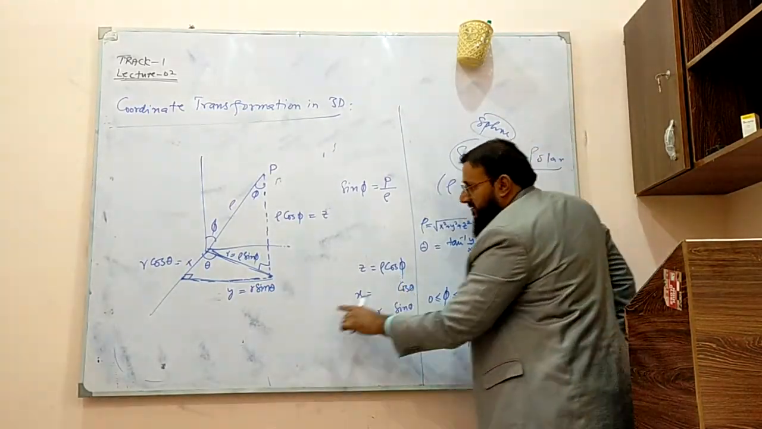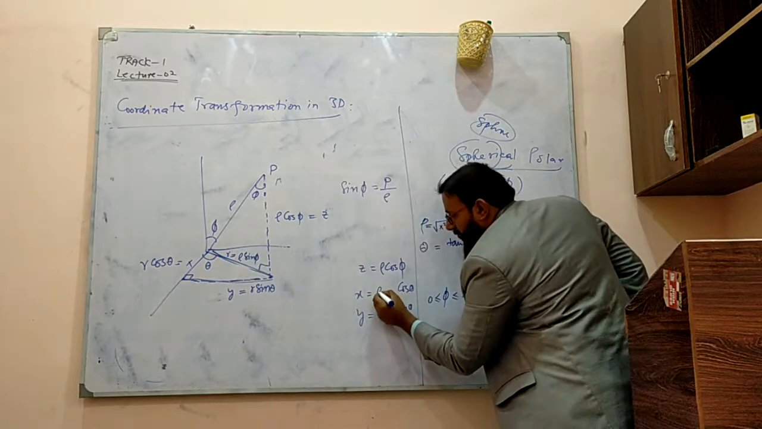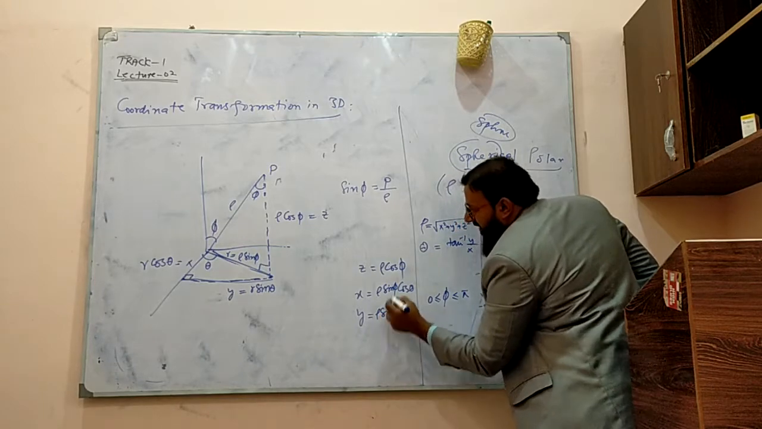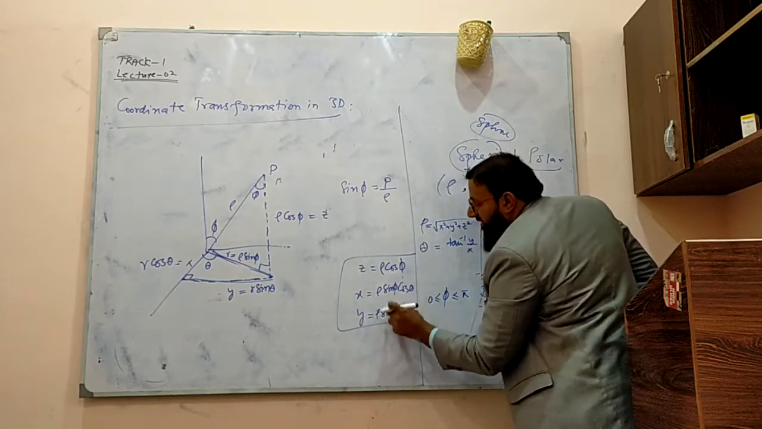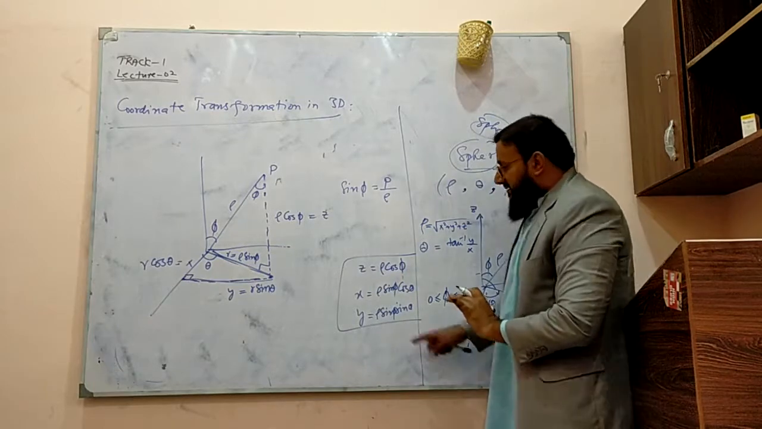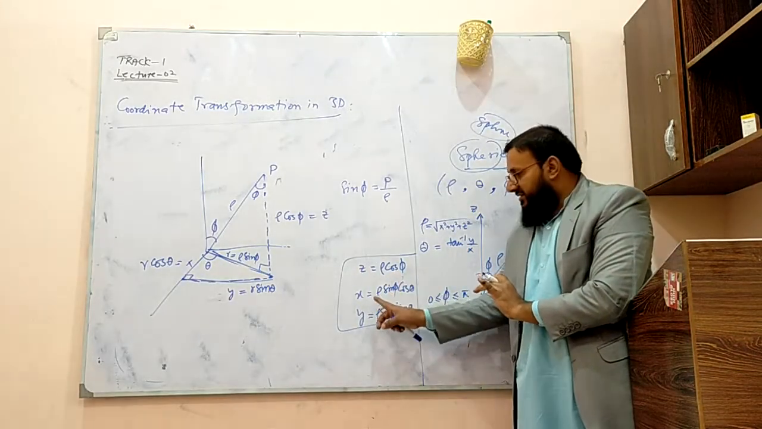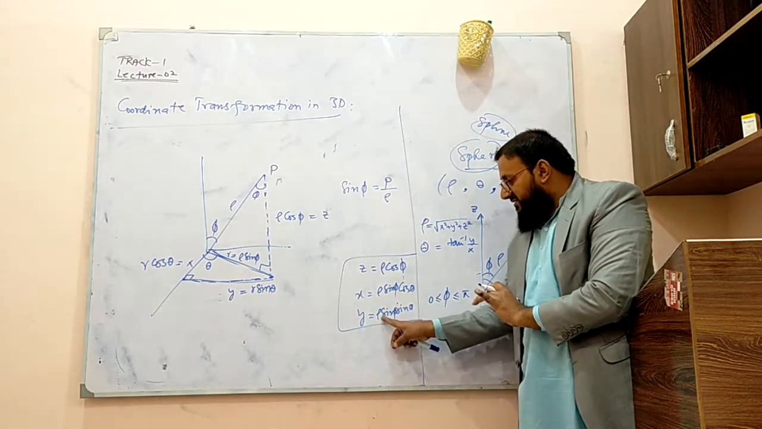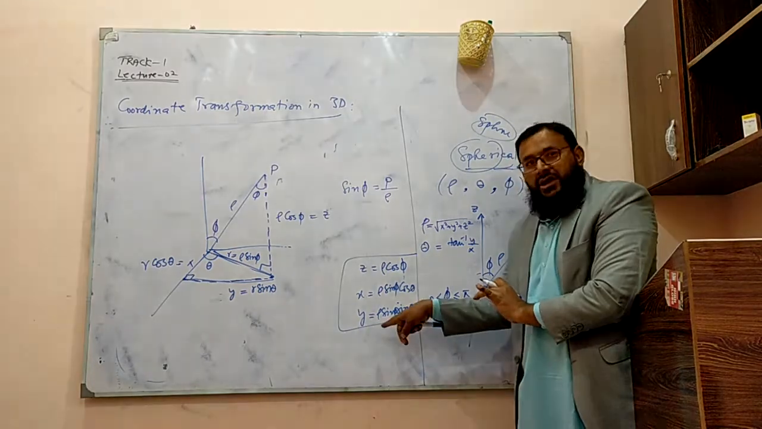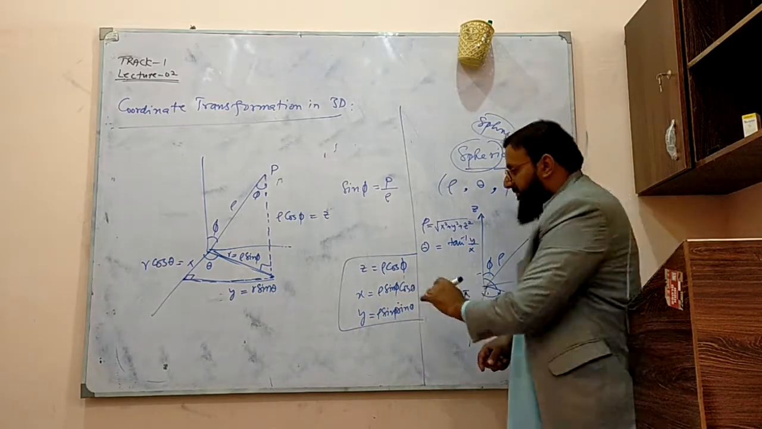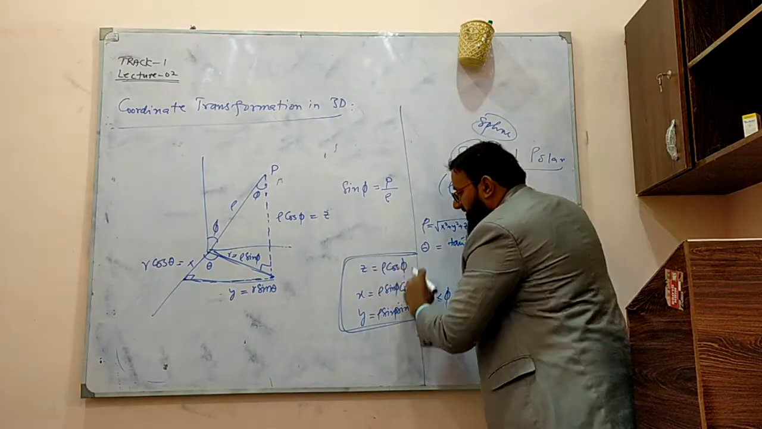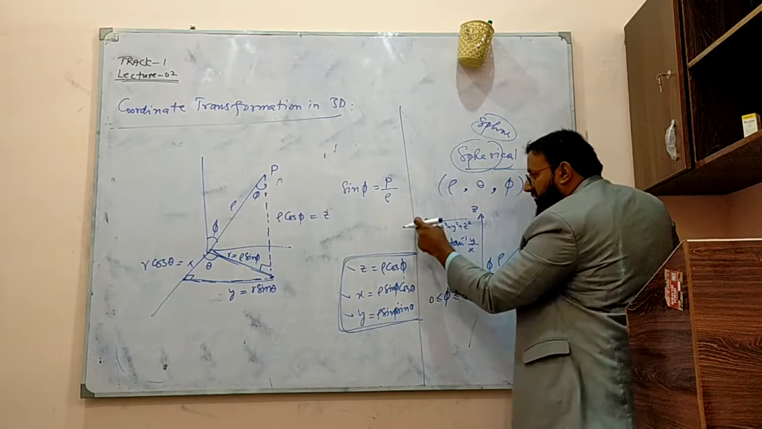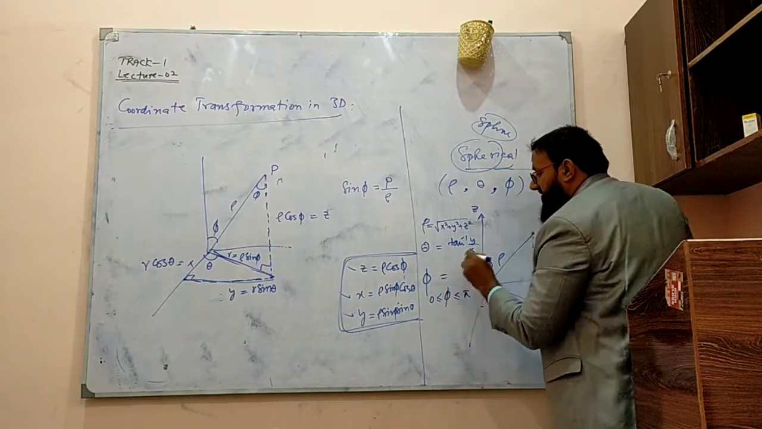Now what is our r? Our r is rho sin phi. So rho sin phi. What is r? Rho sin phi. So this is how you go from spherical to Cartesian. z is equal to rho cos phi. x is equal to r cos theta, but your r is rho sin phi. y is equal to r sin theta, but your r is rho sin phi. This is how you go from spherical to Cartesian.